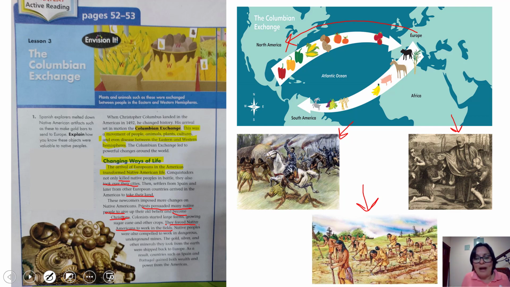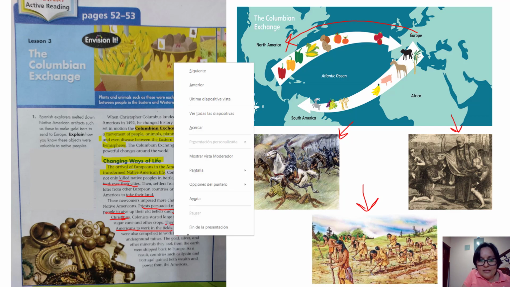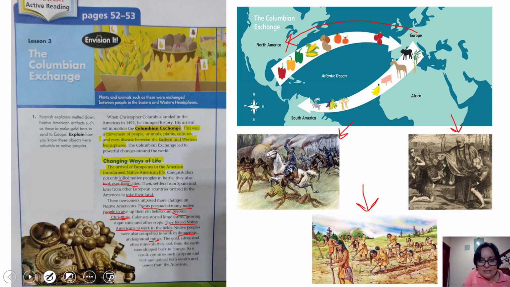And not only in farms, they were also forced to work in dangerous mines. Okay, in the mines, they found valuable materials such as gold, silver, and other minerals that they extracted from the earth in the mines. So, looking here, as a result of all this, countries such as Spain and Portugal gained both wealth and power from the Americas. So, if you can see here, we have a cause and an effect.